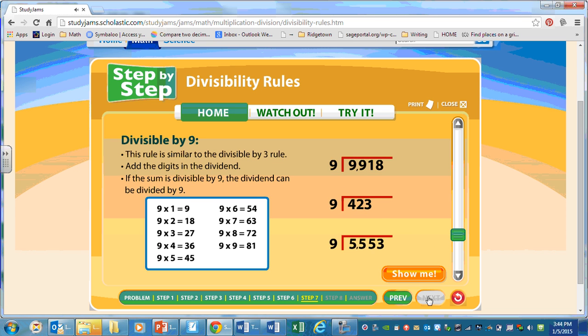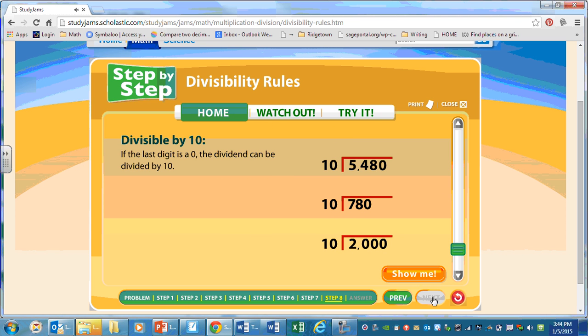The rule for 9 works like the rule for 3. If the digits of the dividend add up to a number divisible by 9, then the dividend is divisible by 9. If you check your multiples of 9, you'll see that 27, 9, and 18 are all divisible by 9.